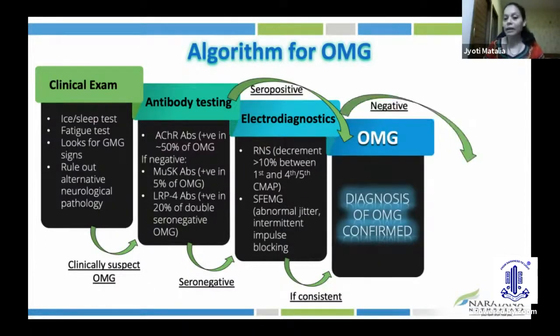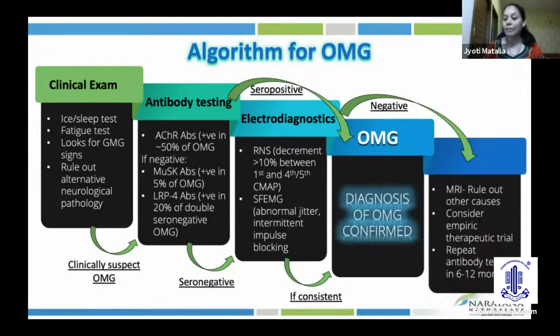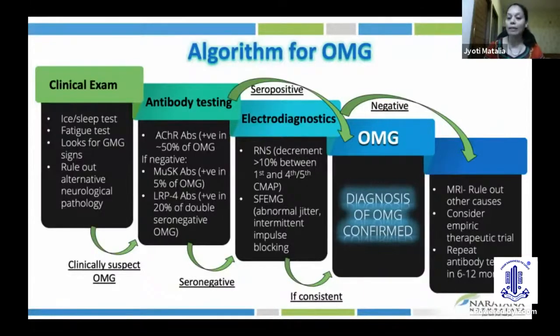But if negative, then we have to look at other causes like MRI, find out something else, and it may not be myasthenia, or consider empirical treatment. It may respond, that also confirms it, and repeat antibody testing, which may come positive after 6 to 12 months, which finally would give us the confirmation.